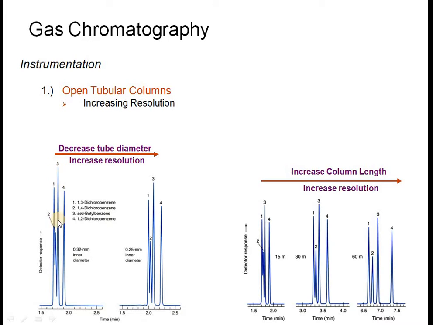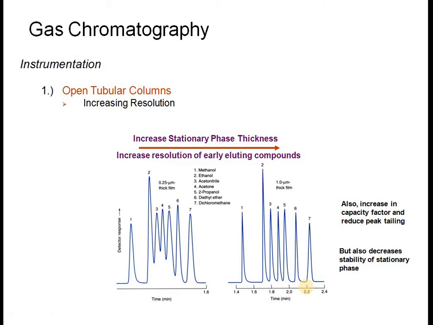Decrease the diameter, and the resolution increases. Here is one diameter, and here is another. When the diameter decreases, resolution increases. Also, when column length is increased, resolution is also increased. Open tubular column, increasing resolution: increase the stationary phase thickness to increase resolution for early eluting compounds.